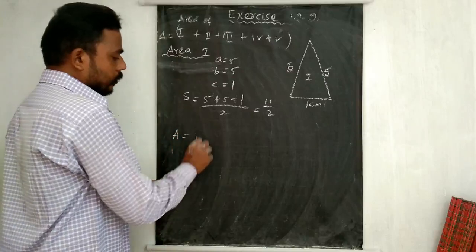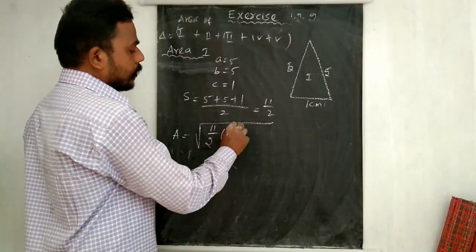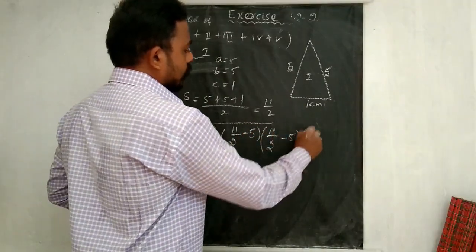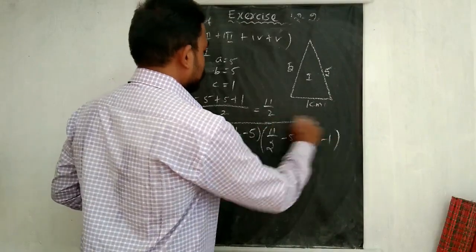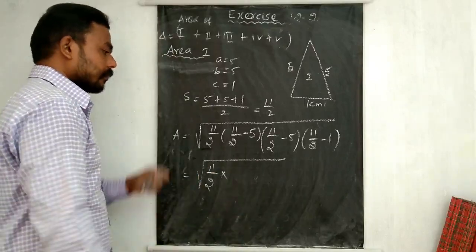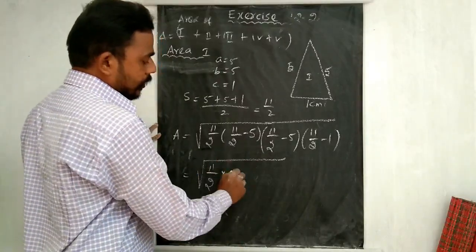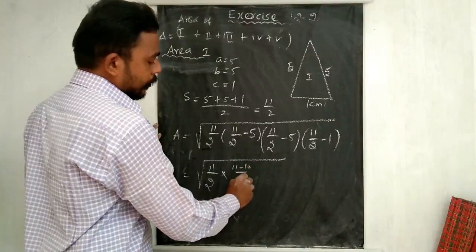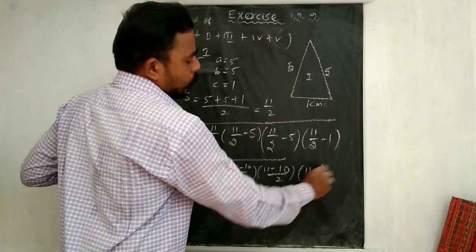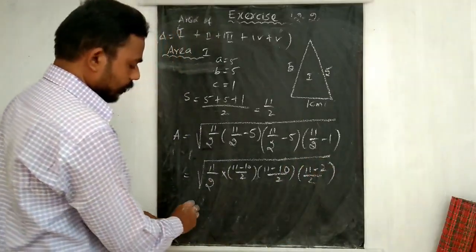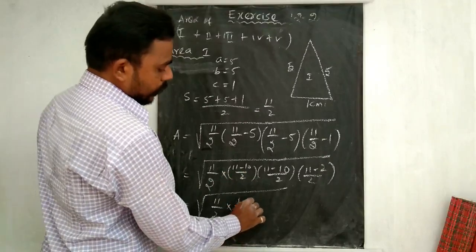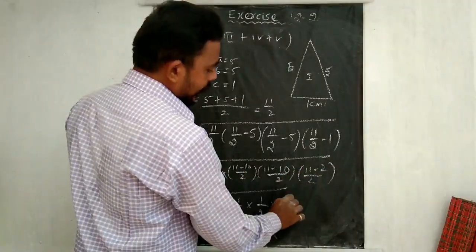For that, area equal to root of S, 11 by 2, into S minus A, which is 11 by 2 minus 5, into 11 by 2 minus 5, into 11 by 2 minus 1. Square root of 11 by 2 into, here 1 by 2, because 11 minus 2 fives is 10, 10 by 2 with LCM. Here 11 minus 10 by 2, into 11 minus 2 by 2. So 11 by 2 into 1 by 2 into 1 by 2 into 9 by 2.